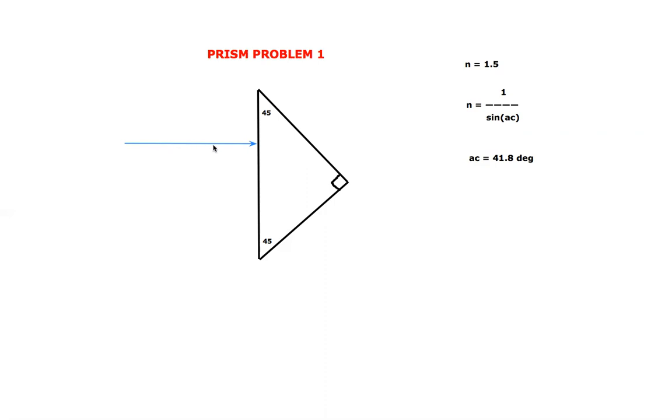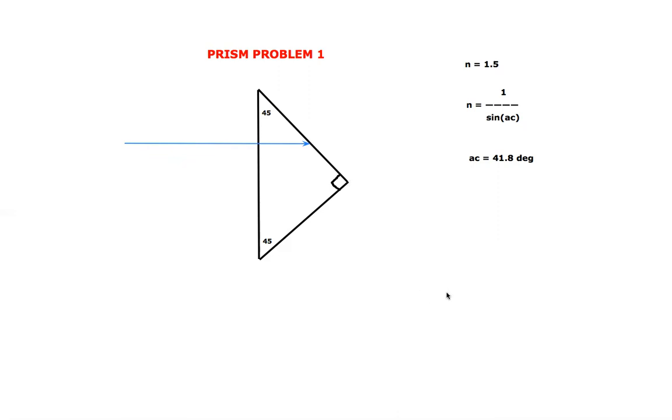Here comes the light ray. In this problem, it's coming straight in against that side. The incident angle is 0 degrees. Where do you think that light ray is going to go? It's just going to go straight through. It will not refract here. Now what's going to happen over here?